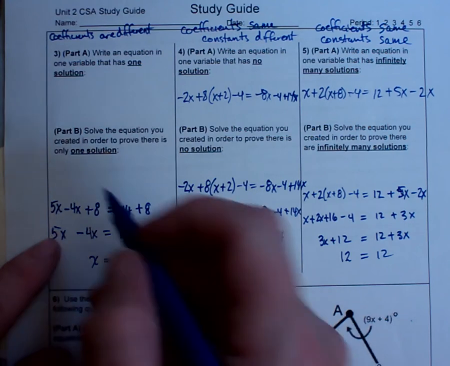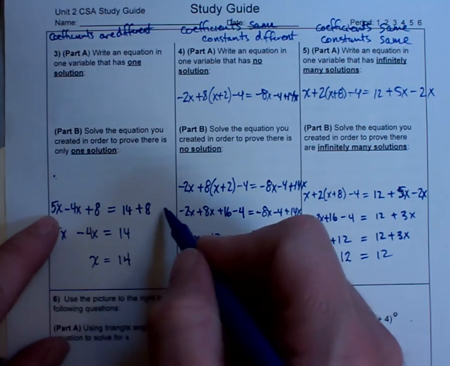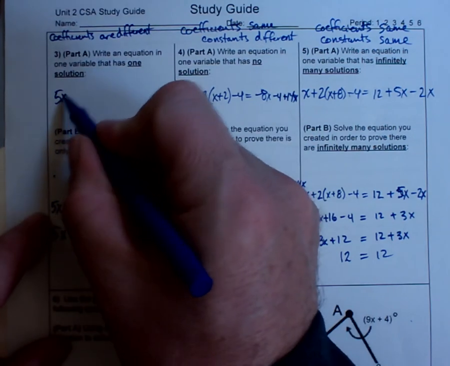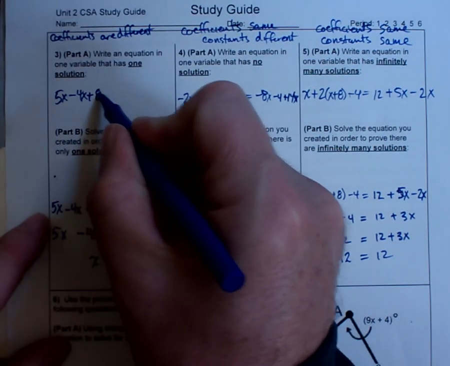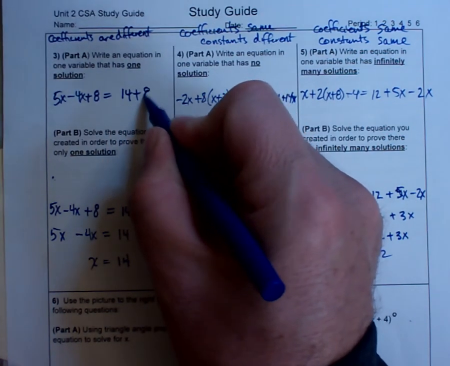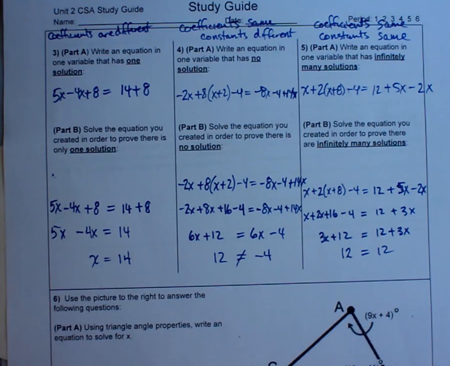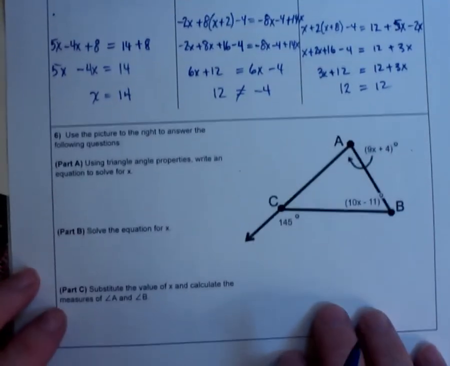And I can combine those together. Or maybe not, I just leave it. That's fine. That's an equation that would work. 5x minus 4x plus 8 equals 14 plus 8. Okay, so that would be all the points there.